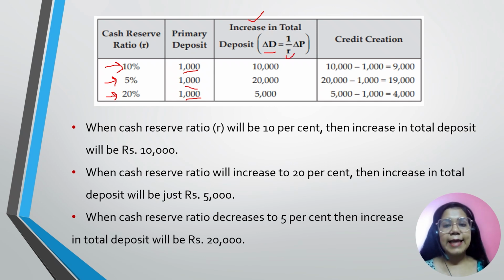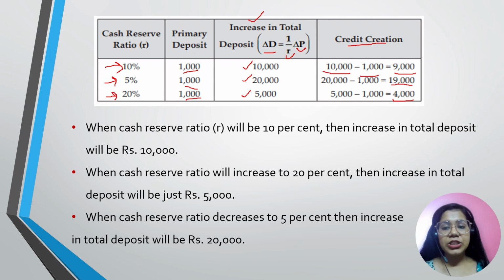And what is change in P? This is the increase in the primary deposit. So 1 upon 10% into 1000 will give us 10,000. 1 upon 5% into 1000 will give us 20,000. And 1 upon 20% into 1000 will give us 5,000 rupees. Now what is the credit creation here? It is 10,000, which is the increase in total deposits, minus the primary deposit. So credit creation in the first case, when CRR is 10%, is 9,000. When CRR is 5%, credit creation is 19,000. And when CRR is 20%, the credit creation is 4,000.